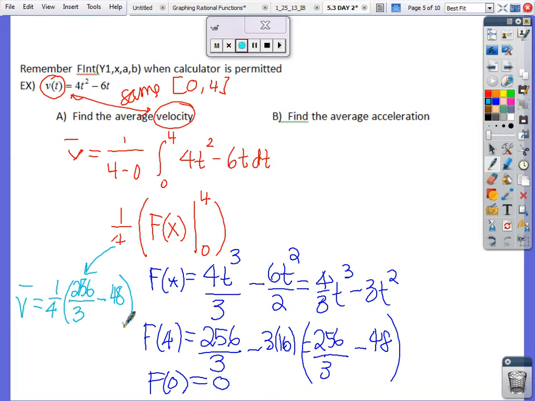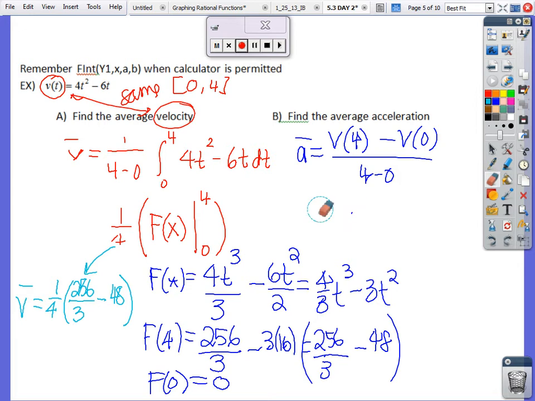And then to find the average acceleration, here, we would need to find the velocity at 4 minus the velocity at 0 divided by 4 minus 0. So the velocity at 4 would be 64.